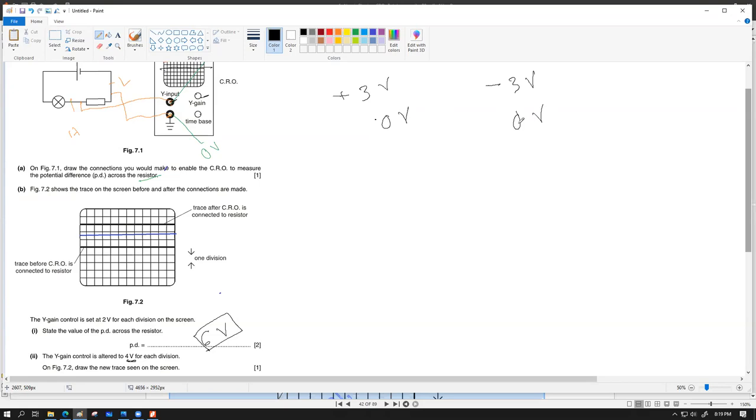Zero will always be zero because this part is labeled to be kind of shown as ground. So compared to the zero, the other thing can be three more, or compared to the three, the other thing can be three less.